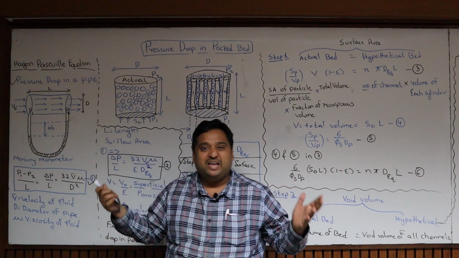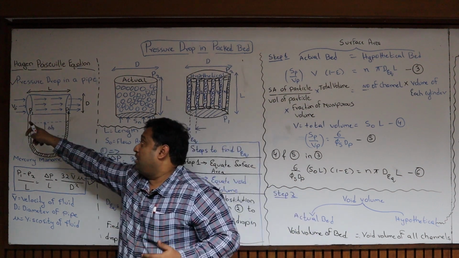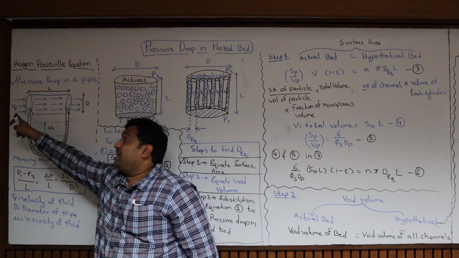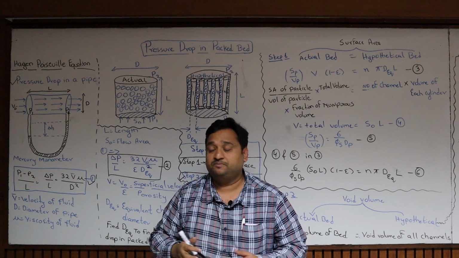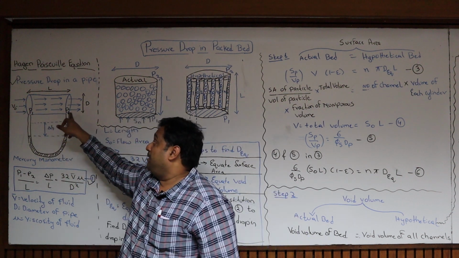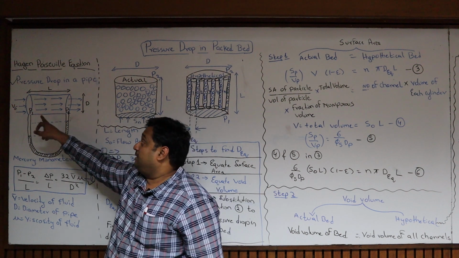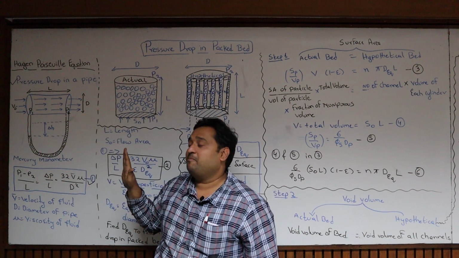Imagine a pipe. We will start the derivation with this. Suppose you want to pump water or air from one location to another location, you have to create a certain amount of pressure. So P1 is the inlet pressure and P2 is the outlet pressure. The pressure P1 will be higher than the pressure P2, then only the flow is going to happen.